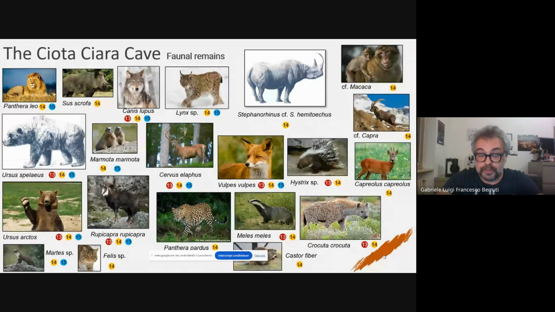the fossil remains. The Ciota Ciara is a cave full of bears' bones, because the cave was used for a lot of years by Ursus spelaeus and Ursus arctos for the winter hibernation. And after the winter, the oldest animals died inside the cave. And for this reason, 90% of the fauna remains that we found in the cave are Ursus remains.